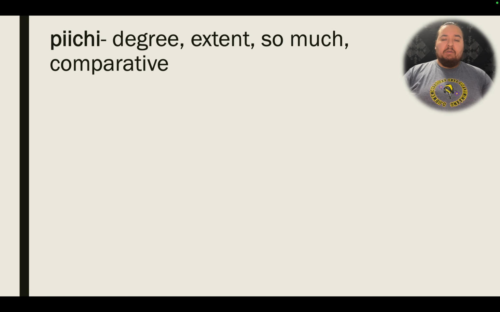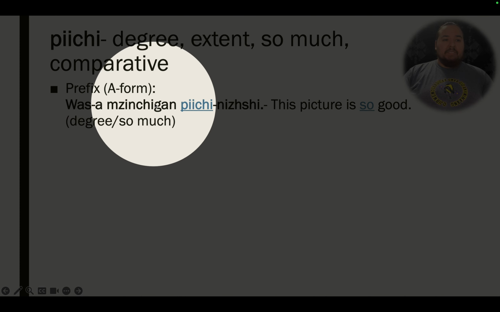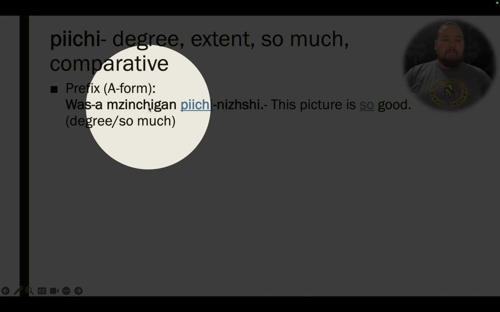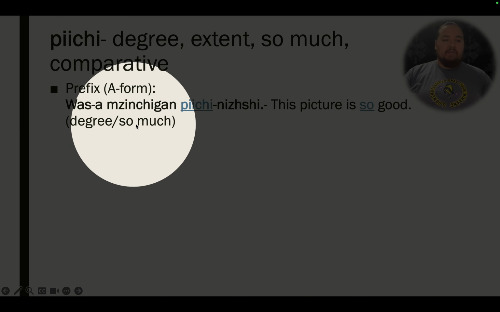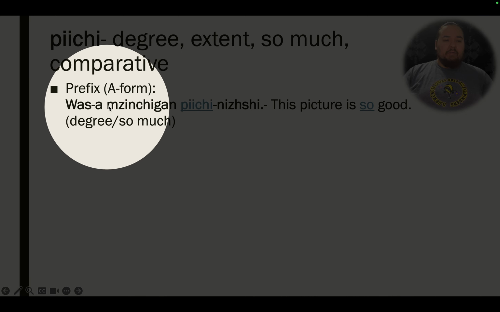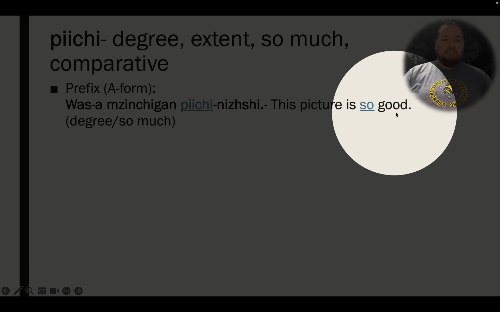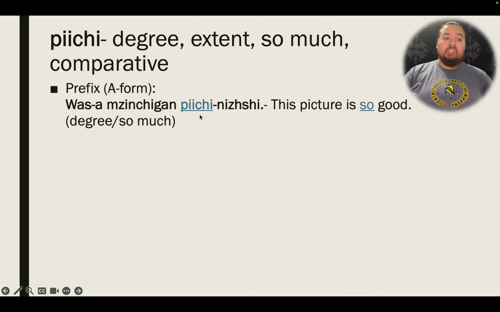Next, we have piche, which can mean the degree, extent, so much, and comparison. So here we have it as a prefix. Wasa mzinchigan piche nijshi. So wasa, this, mzinchigan, picture. Piche, meaning so. This is the degree or so. Nish, he is good. So this picture is so good. So that's what we have translated here. This picture is so good. And so when it's used as a prefix, it means the degree or so much.